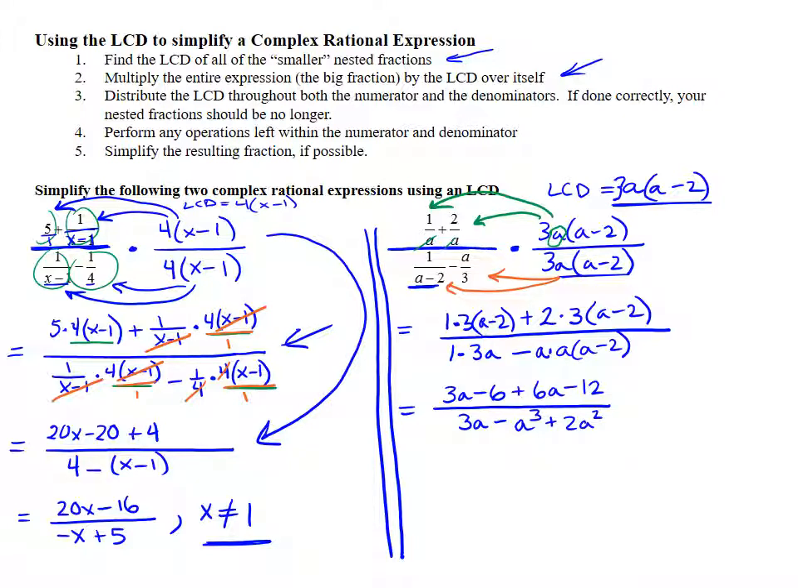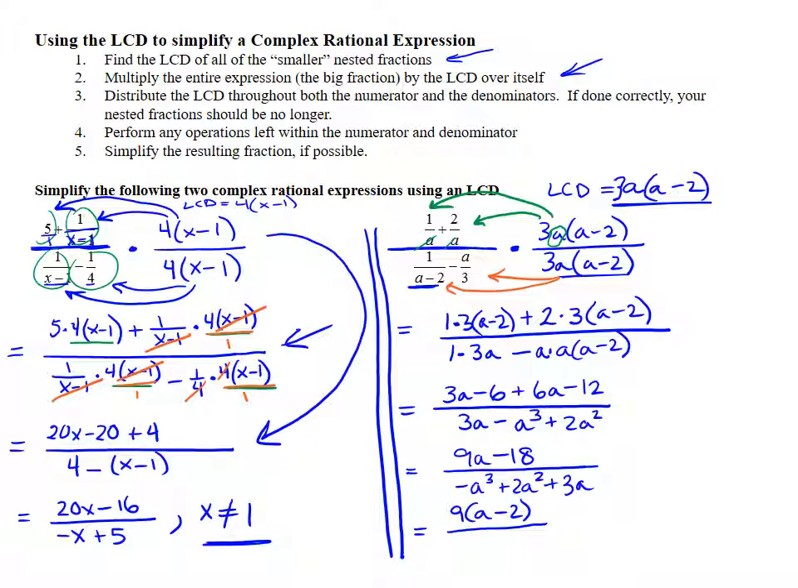Now let's collect like terms and write things in descending order. In our numerator, we get 9a minus 18. In our denominator, we have negative a cubed plus 2a squared plus 3a. At this point, we've collected like terms in the numerator and denominator, so the only thing left to do would be to try to simplify. To do that, we would try to factor. There is a common 9 in the numerator. We'd be left with a minus 2.